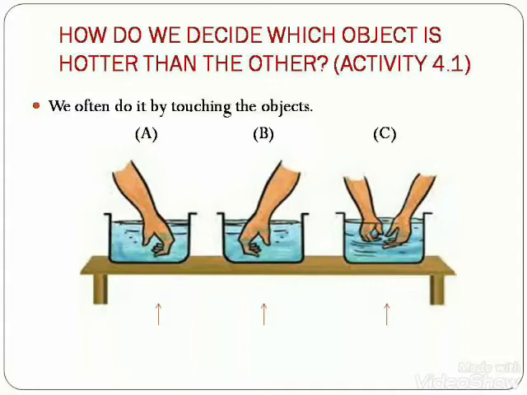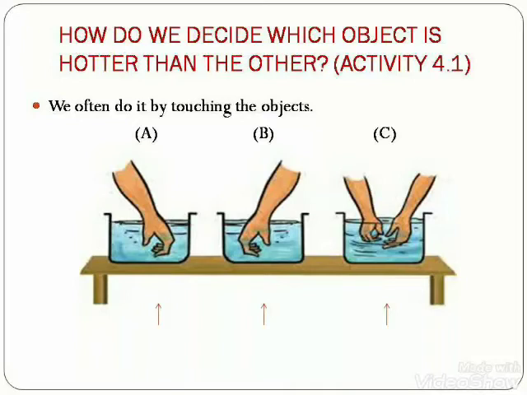No. My left hand tells me that the water in mug C is hot and the right hand tells me that the same water is cold. What should I conclude now? So, we cannot always depend on our sense of touch to decide whether an object is hot or cold. Sometimes it may deceive us.